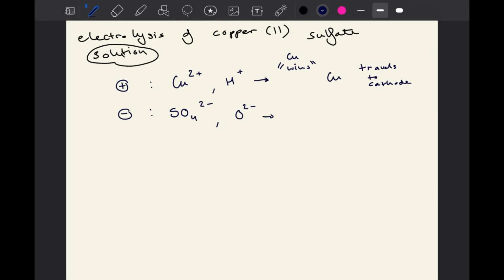On the other hand, over here, if we remember, sulfate is not a halogen, let's be clear. So here we're going to gain oxygen, so oxygen wins. So we're going to obtain O2 at the anode. So what do we have left? Left over, we have hydrogen and sulfate. And to balance this, we need 2 hydrogens, and this is just sulfuric acid. So we have sulfuric acid left after we perform the whole electrolysis.